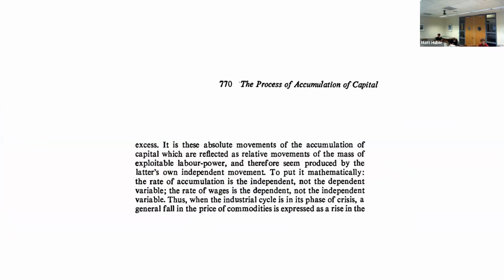He starts to lay out a kind of theory of wages here, even though wages is part 6. He says that, to put it mathematically, the rate of accumulation is the independent, not the dependent variable. The rate of wages is the dependent, not the independent variable. So Marx has, I guess you could call it, an accumulation theory of wages, right? That as accumulation starts to heat up, then wages can definitely rise with that accumulation, right? But as accumulation slows down, and there's a lot in this section about stuff he covered in chapter 15 about the trade cycle and periods of boom and bust and stagnation and so forth, that's really what drives the level of wages.